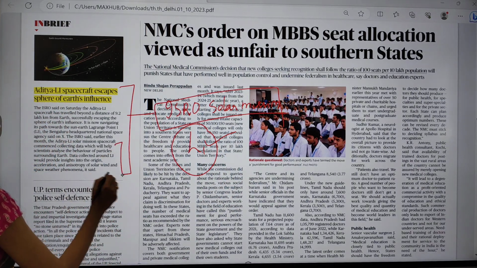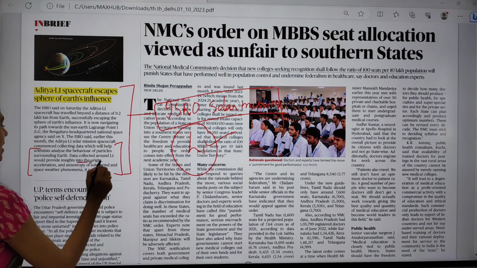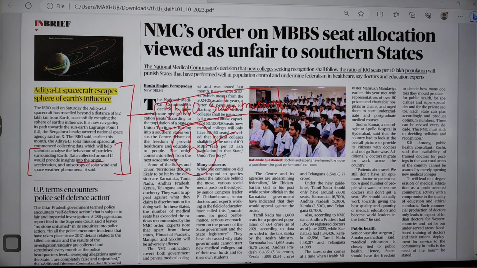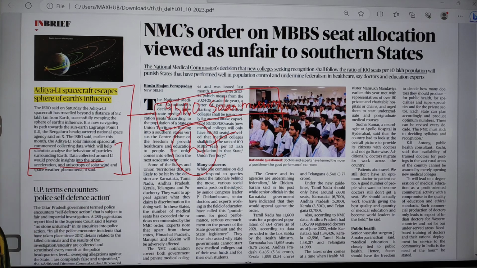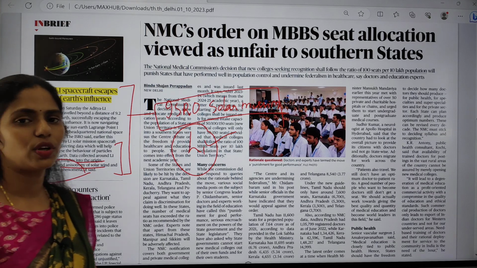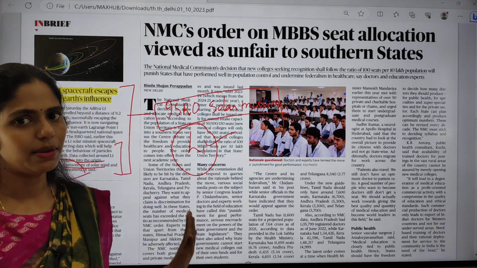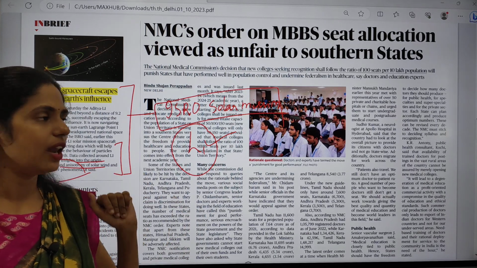Here we are expecting that it will provide insights regarding the origin of the solar system, the acceleration and anisotropy of solar wind, solar flares, and we will even get some information regarding space weather phenomena. So these are the aims and objectives of this Aditya L1 mission.